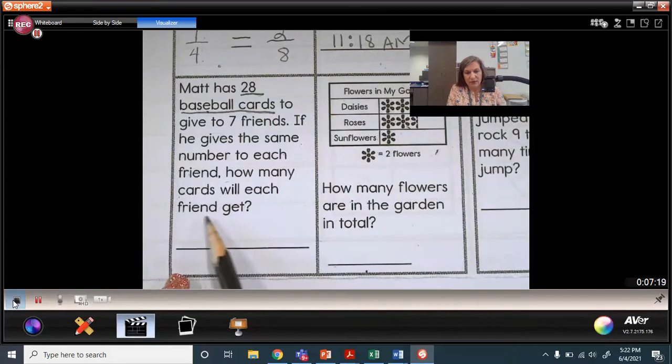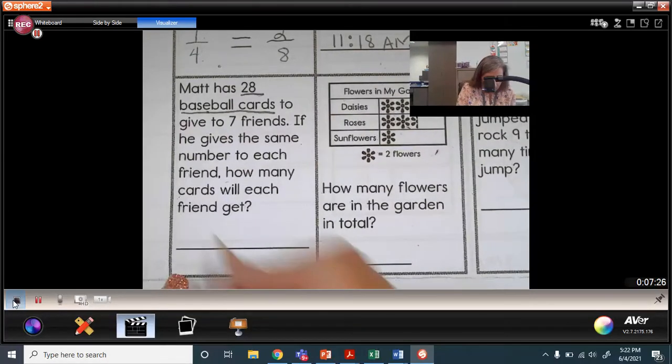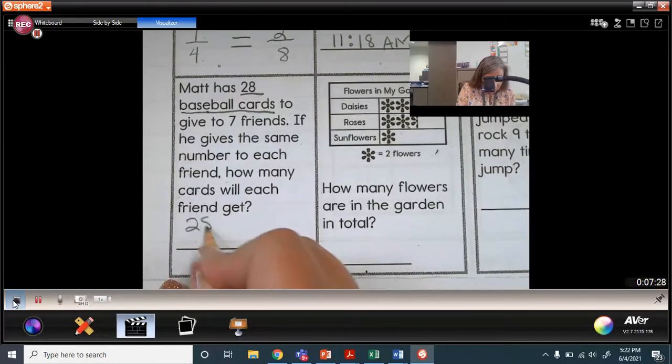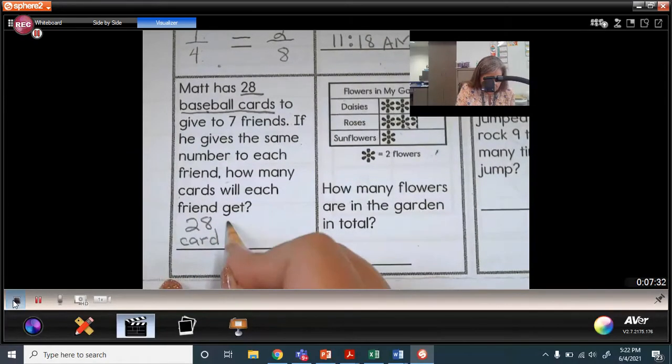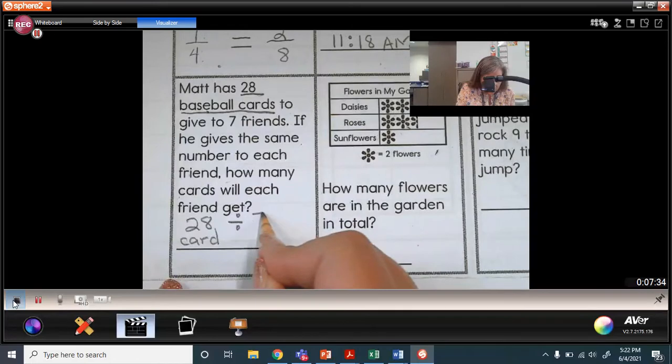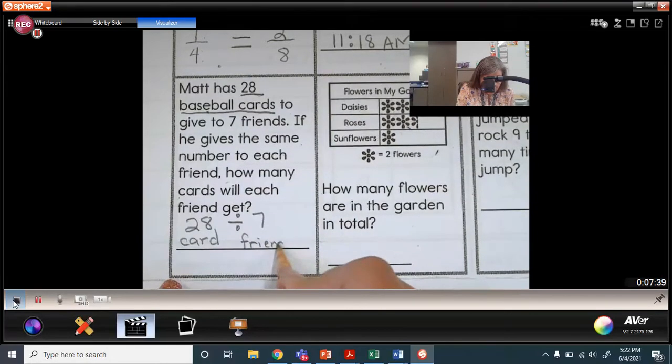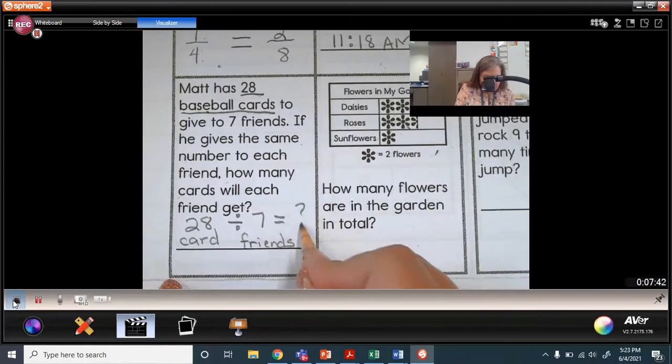So he's sharing. And when we talk about sharing, we know that we are putting them into equal groups. So I'm going to take these cards and I'm going to share them equally into groups, which are my friends. And I'm going to look for how many cards for each friend.